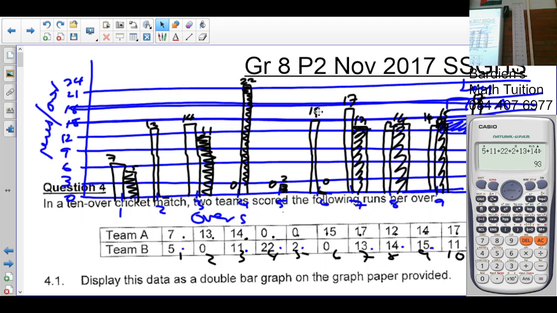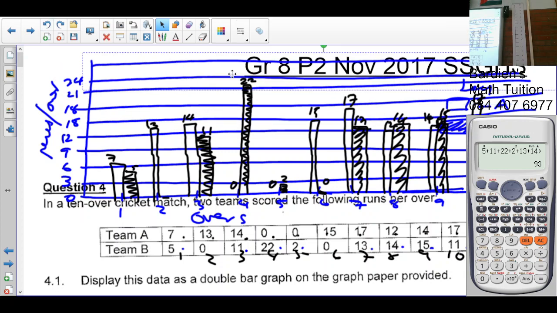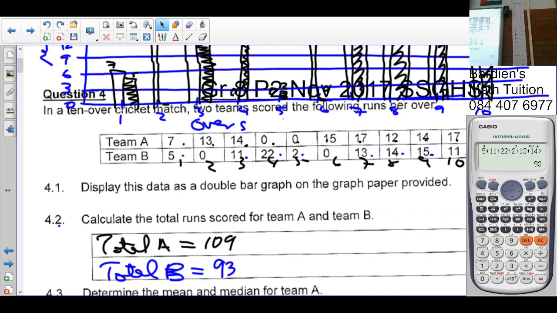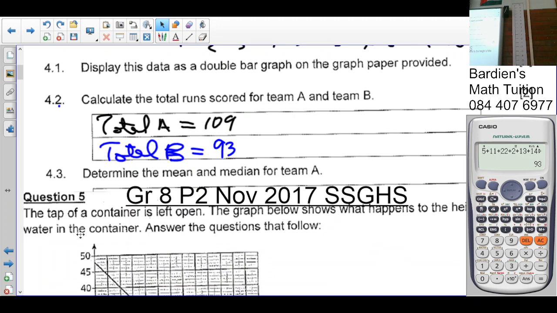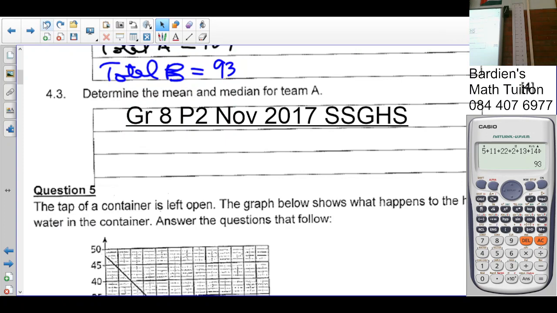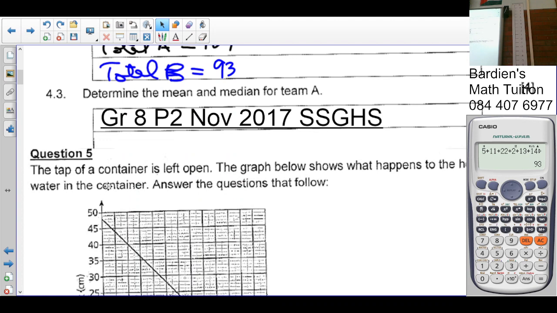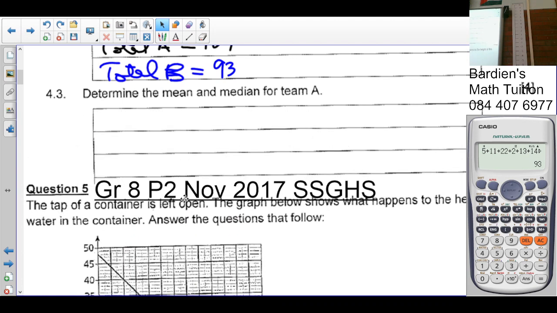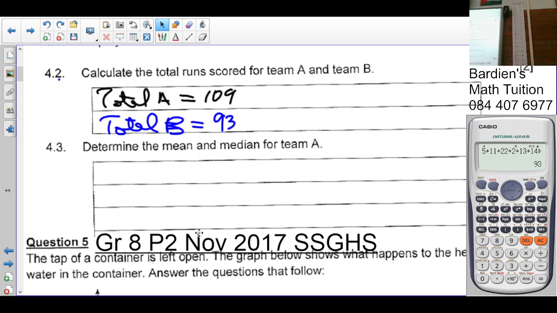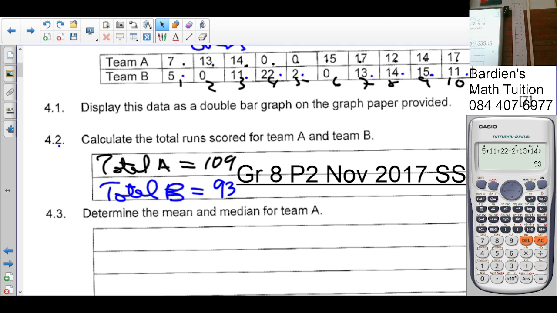Alright, next question, people. The next question says determine the mean and median for team A. Mean and median for team. Why am I saying term? For team A. So the mean is like we work out the average of something.